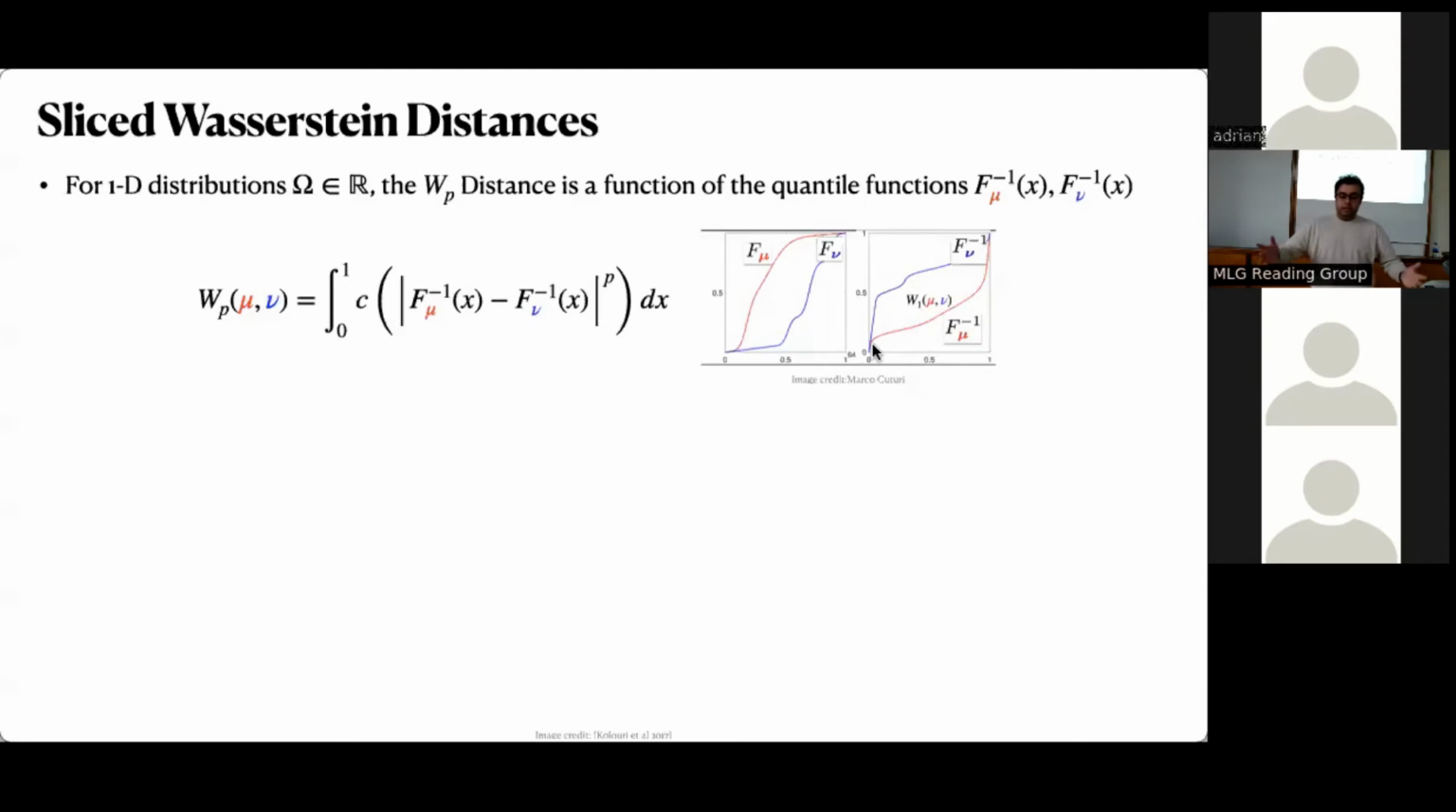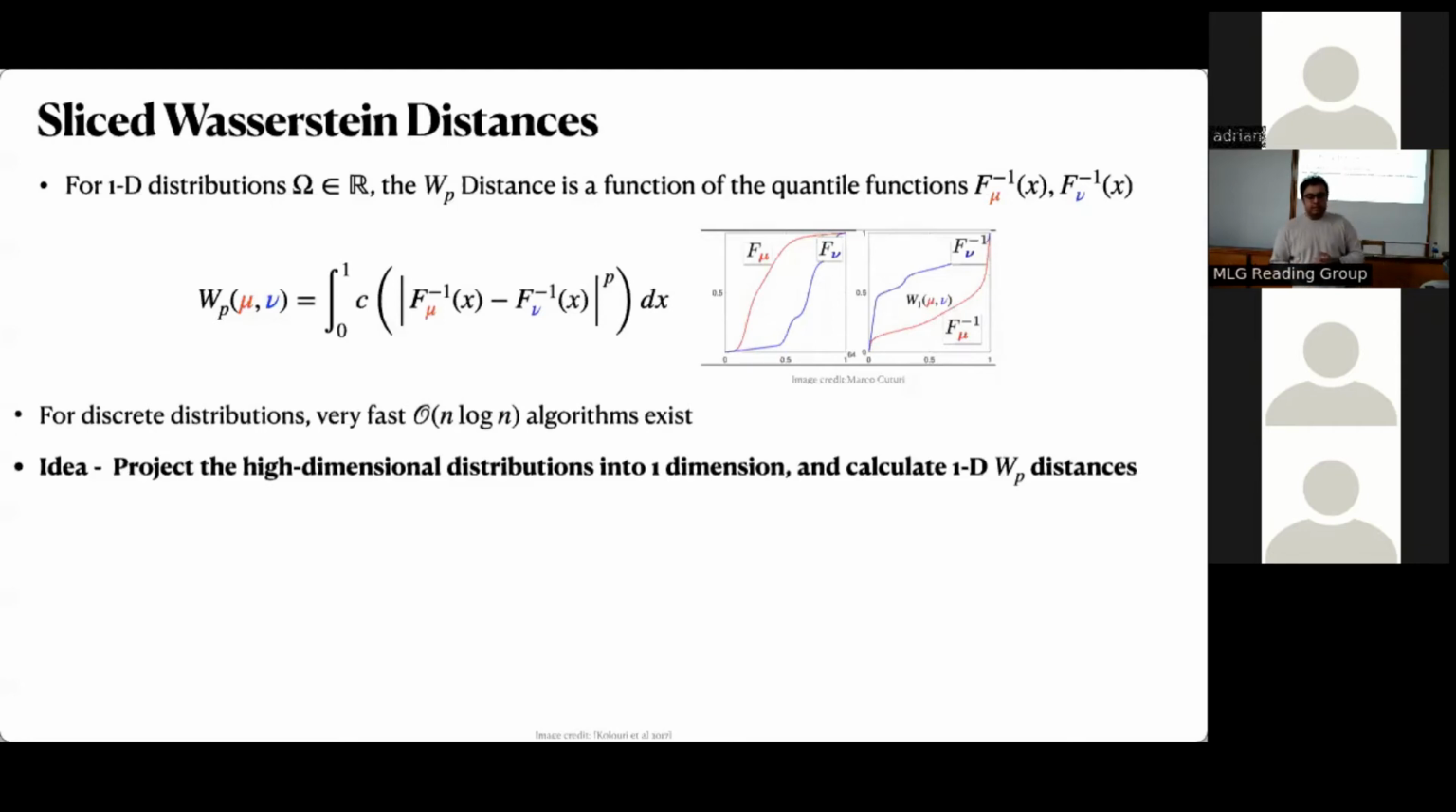And the Wasserstein p distance would basically be the sum of the pth powers of the differences in space between these two curves, right? And it turns out that for discrete distributions, the 1D Wasserstein p distance can be calculated in order n log n time. There's been a lot of work to find really fast algorithms that can take these cumulative distributions, invert them, and calculate the distances very fast.